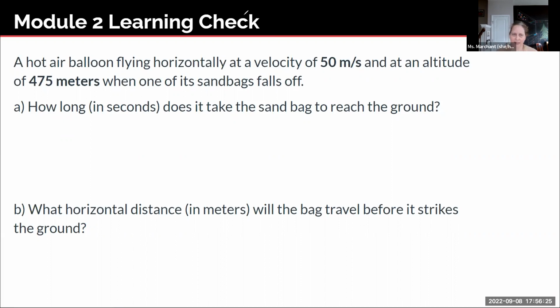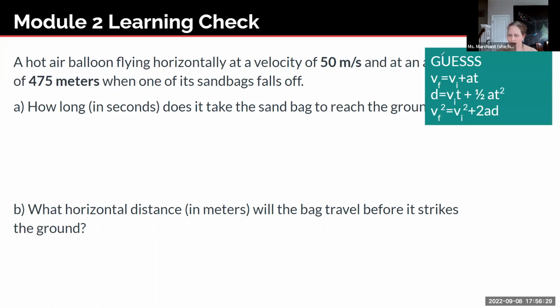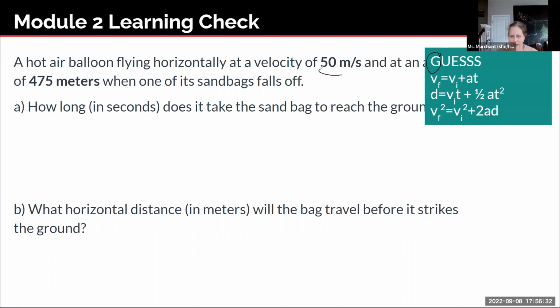And welcome back. So if you were not sure where to get started, remember we do that little GUESS thing. We're going to circle what we know. It even tells you here that's a velocity. This is an altitude, so we know that's a distance. And what type of velocity is this? This is velocity at the start, so an i, in the horizontal direction. So you could label it as v_x, or velocity initial in the horizontal. Most of the time you're going to see me label it like that.